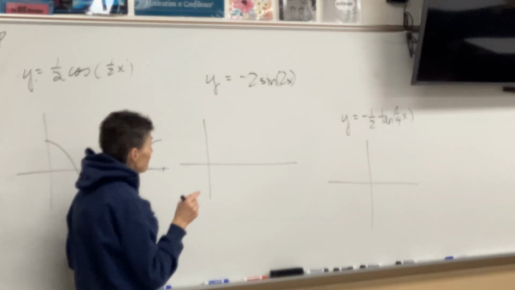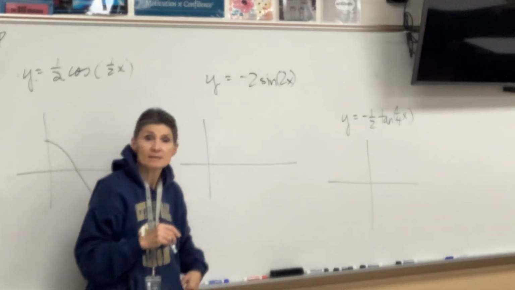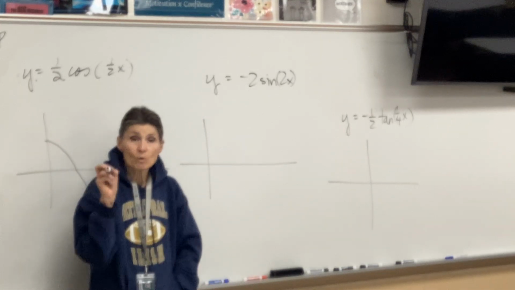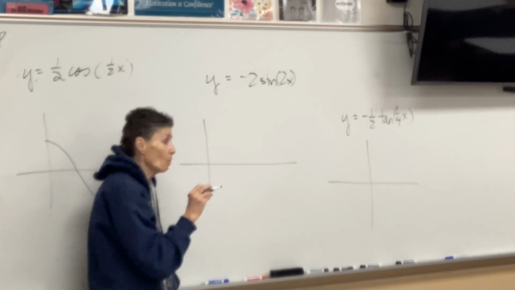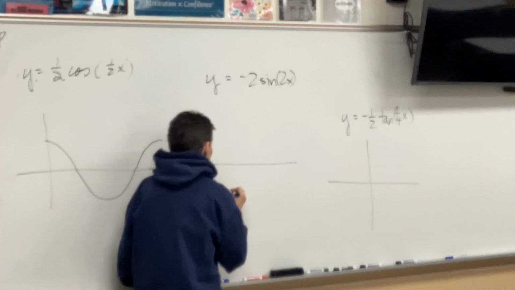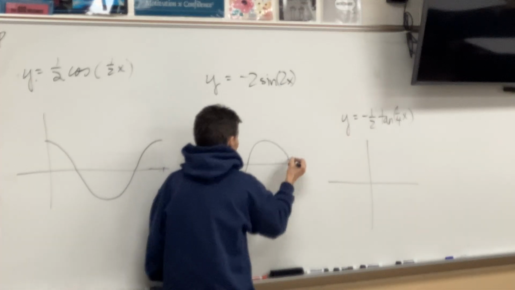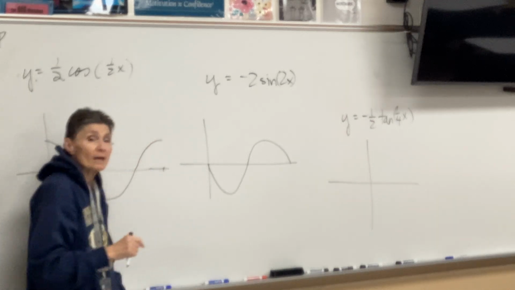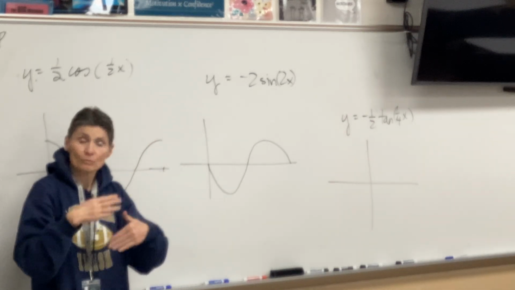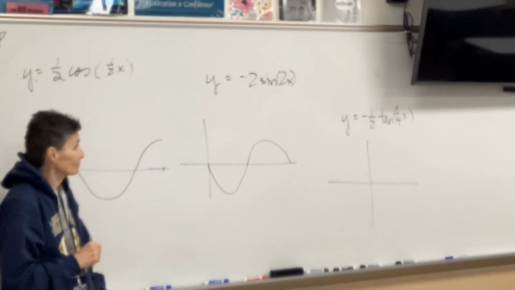Now I have a sine, but notice this sine is negative. So a normal sine has a hill and then a valley. This one is going to have a valley and then a hill because of that negative. Remember, a negative out in front turns your picture upside down.